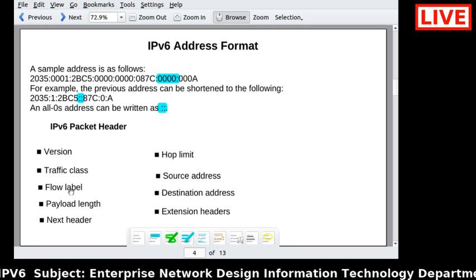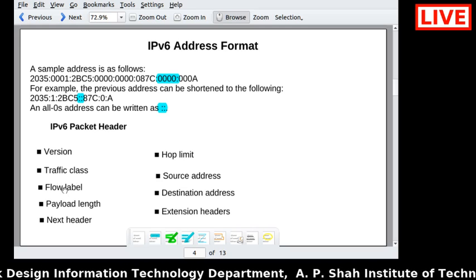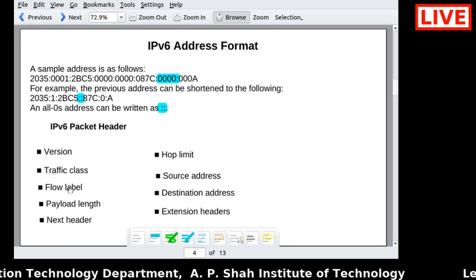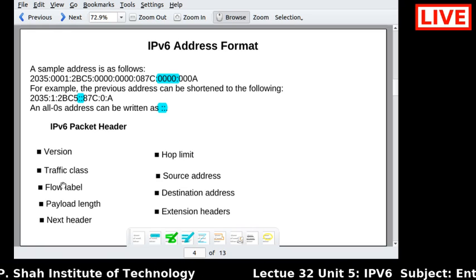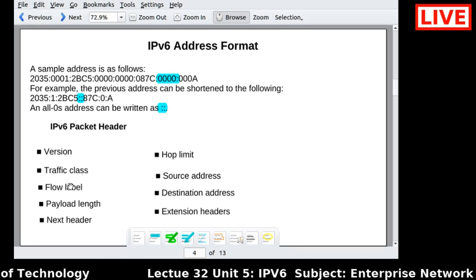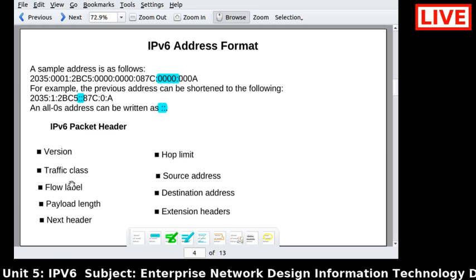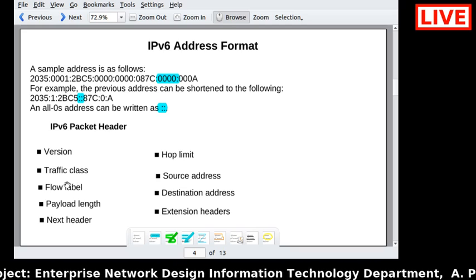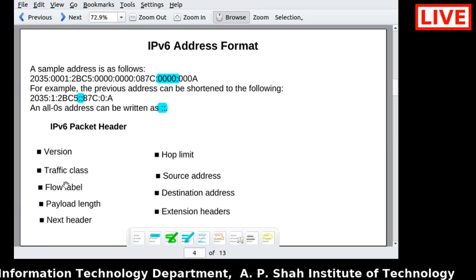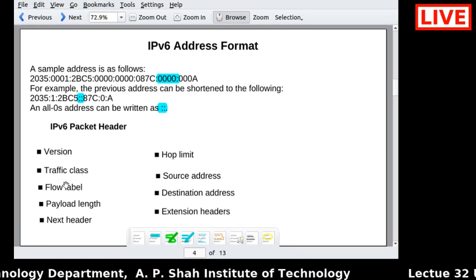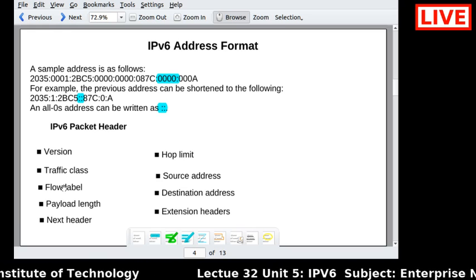Then the flow label. This 20-bit field is new in IPv6, right? You are not going to see this flow label in IPv4. The function of this field is that it can be used by the source of the packet to tag the packet as being part of a specific flow. Whatever traffic you transfer from the sender to the receiver, you tag that packet. So this is a new field in IPv6.